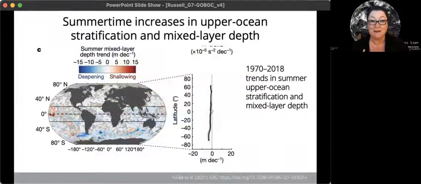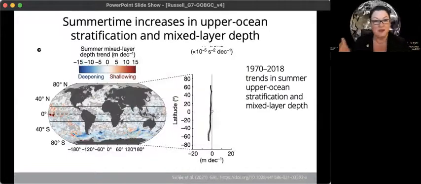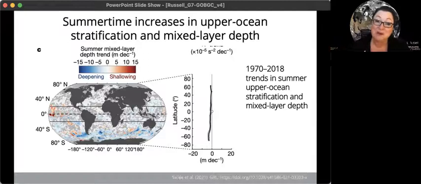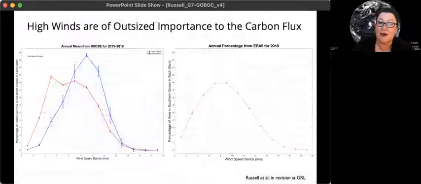And J.B. Sally had this amazing paper that just came out this year in GRL, where in the blue, you can actually see the mixed layer, the wildly turbulent mixed layer, mixing deeper down, particularly in the Southern Ocean. You can see all this blue, but a lot of places all over the world as well, which is consistent with that increase in the winds. So high winds are of outsized importance to the carbon flux.